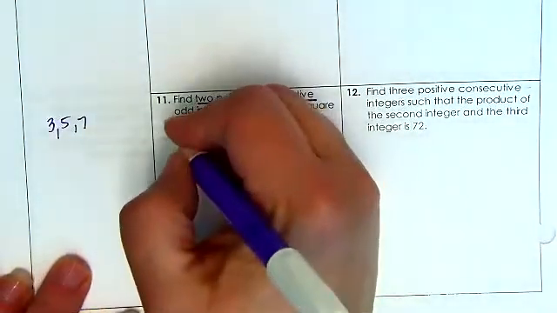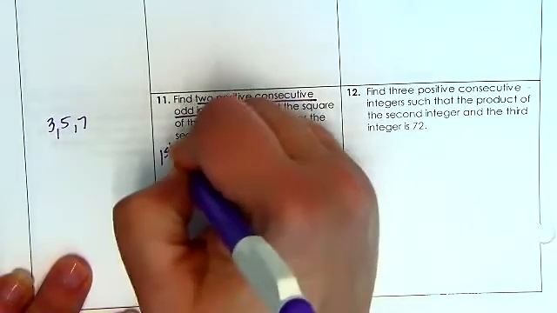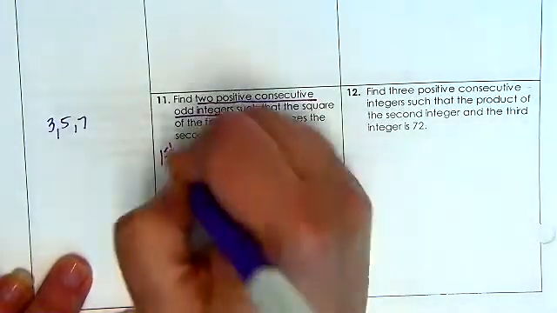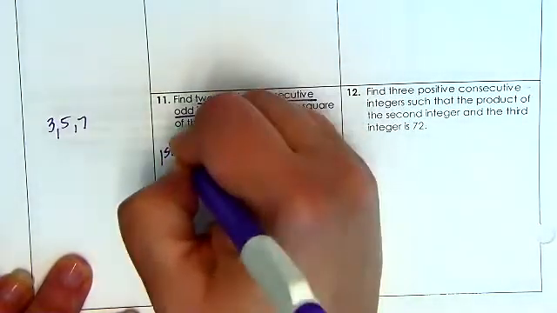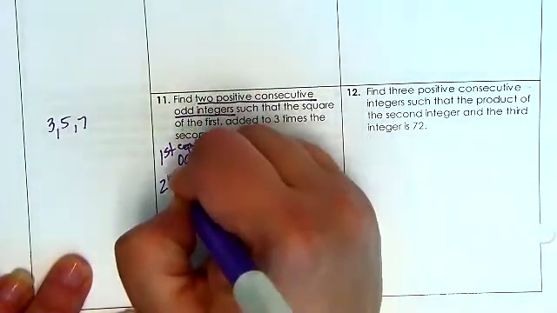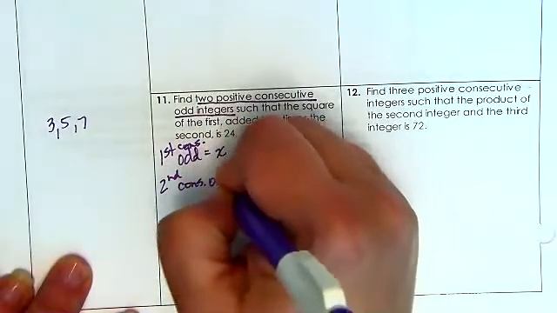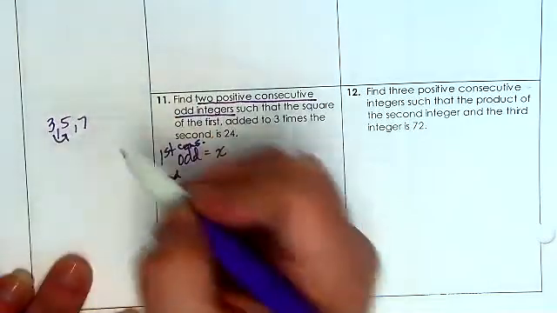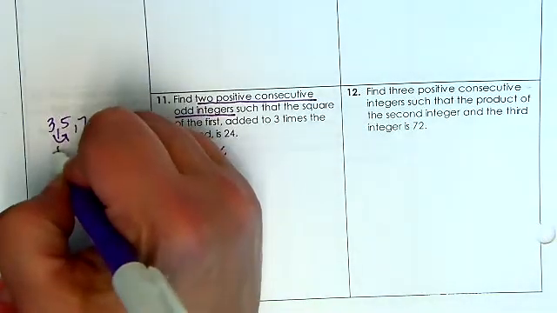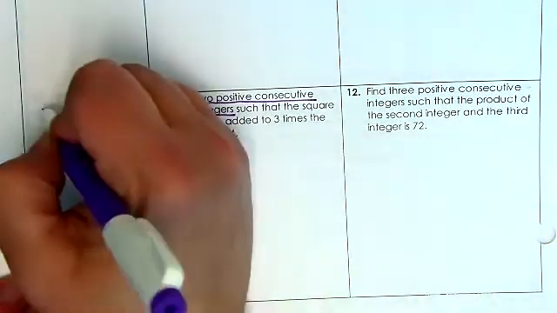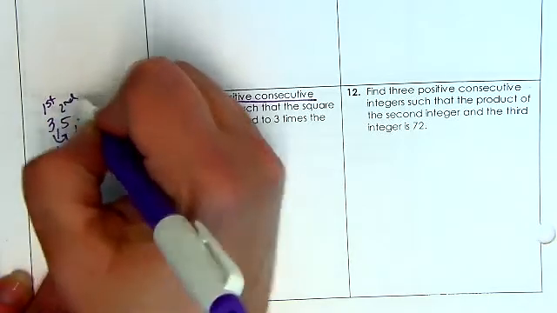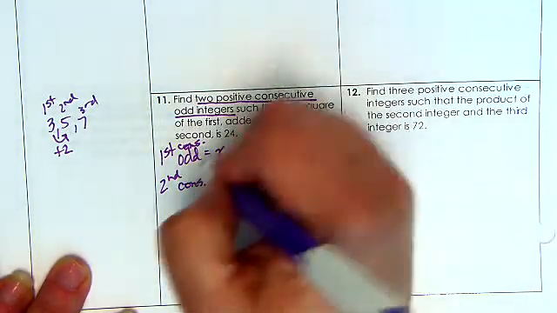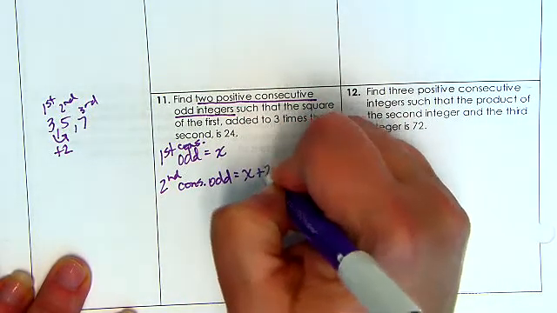So we're going to say that the first odd is going to be x. For the second consecutive odd, how much do I go from 3 to 5? Plus 2. Remember, this is the first, this is the second, and this one's the third. To go from the first to the second, I'm adding 2. So my second consecutive odd is going to be x plus 2.